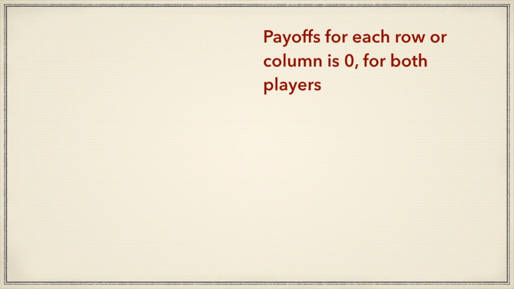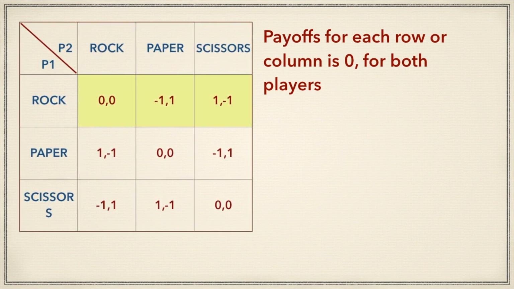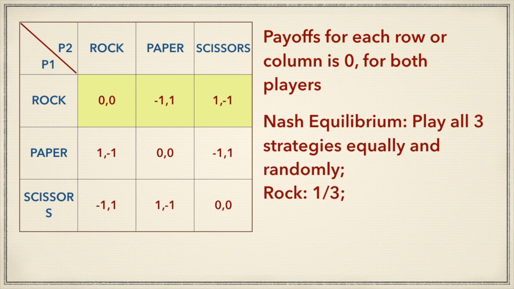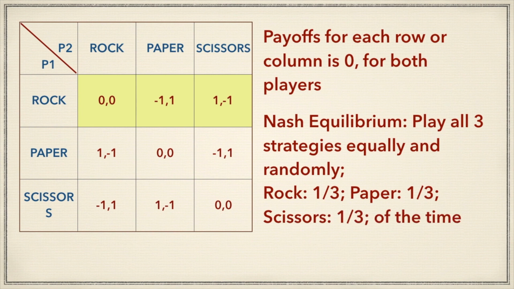Now, if you take the payoffs for any player, P1 or P2, across any row or column, it will be 0. For example, for player 1, the first row of rock, the one highlighted in yellow, has payoffs 0, 0, -1, 1, and 1, -1. That's a net of 0 across the row for player 1 and player 2. There seems to be no single winning strategy overall. Every strategy has the same net payoff of 0.